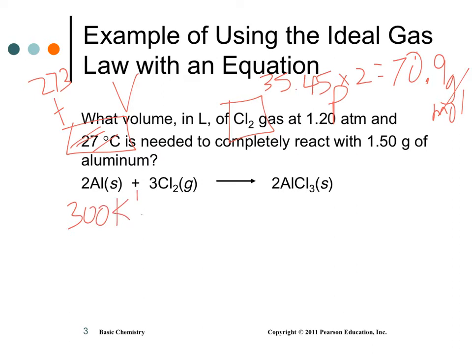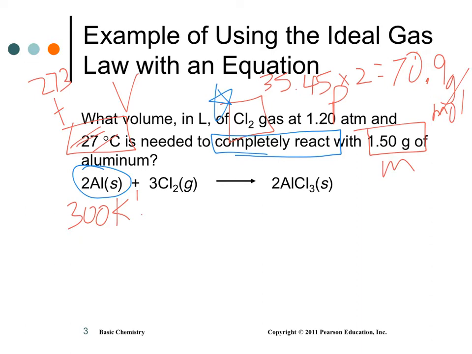Nice. It's needed to completely react with 1.5 grams. Oh, so we got mass. How can we do this? Well, let's see. Do we have pressure, volume, moles? But we're reacting, so this is a little bit different. This isn't straight up PV equals nRT, which, look, I have all the information I would need for PV equals nRT. But I'm starting with aluminum, which is a solid, and I'm trying to find chlorine, which is a gas. So we got to do a little bit of math, unfortunately.